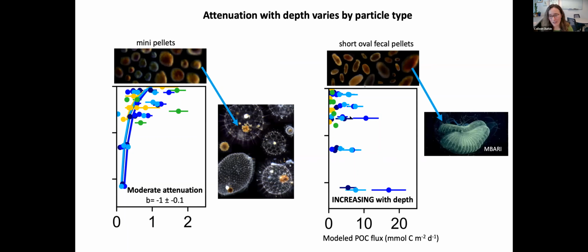so it makes sense that larvaceans might be living in the mesopelagic and repackaging particles into their fecal pellets, so that the flux of this type of pellet could increase with depth, and it's evidence of repackaging. I'm also really fascinated by these mini pellets, which are produced by heterotrophic protists, and especially I'm super fascinated by the potential of them being produced by the Phaeodarians, which also live in the mesopelagic.